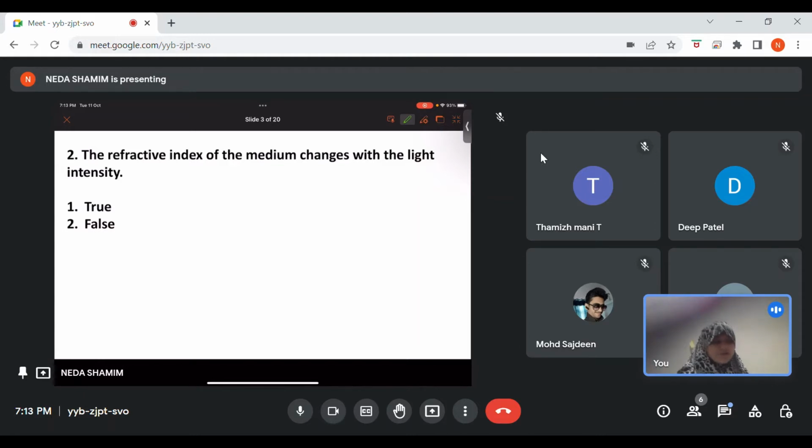Intensity is proportional to what? Something of amplitude, directly proportional to the amplitude. Power. Square of the amplitude. I hope you guys know this, right? This is general class 12th standard stuff. Intensity is proportional to the square of the amplitude.